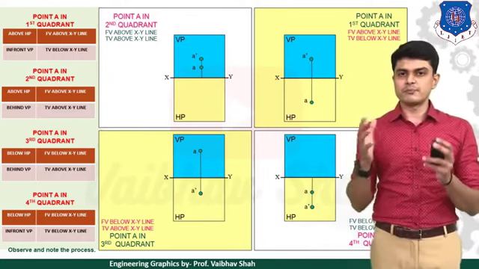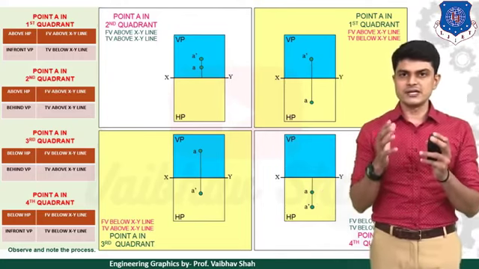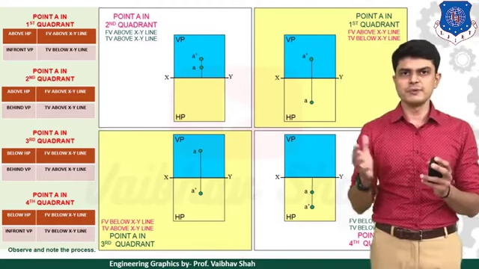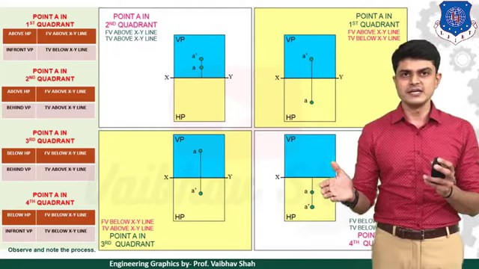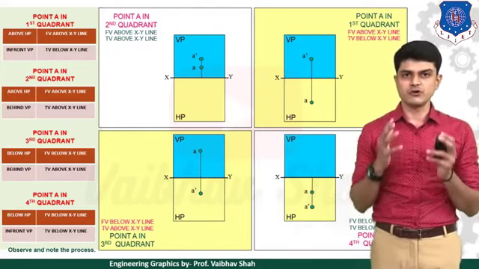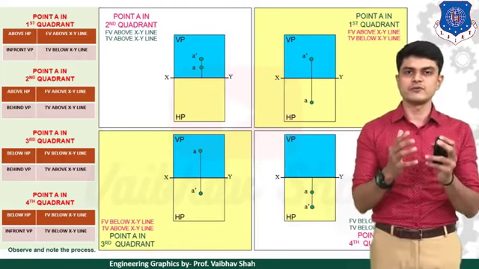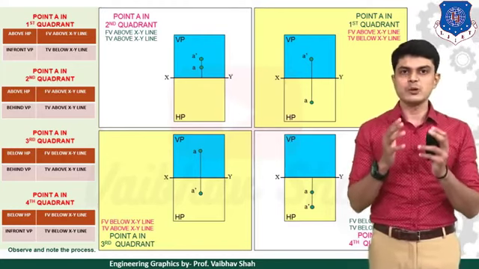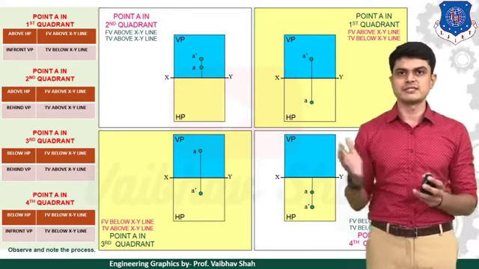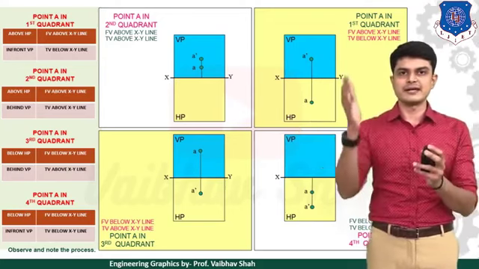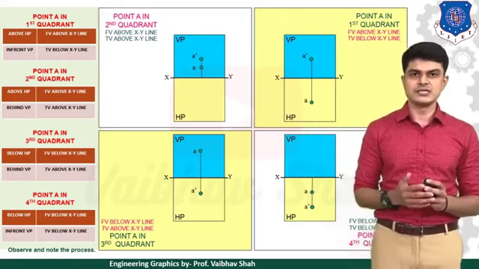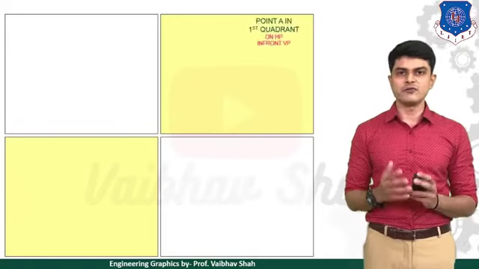And next, if your point is in front of VP, then your top view would be below the XY line. As you can see, your top view, or plan, or the point without dash would be below the XY line. So for the fourth quadrant, both the top view and front view would lie below the XY line. Very easy. You just need to remember this table, and from this table you can directly find out these answers.